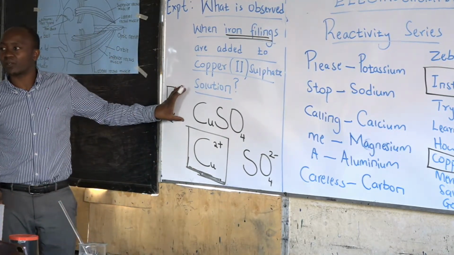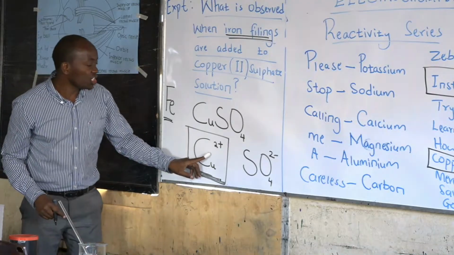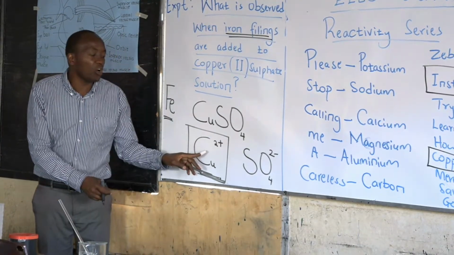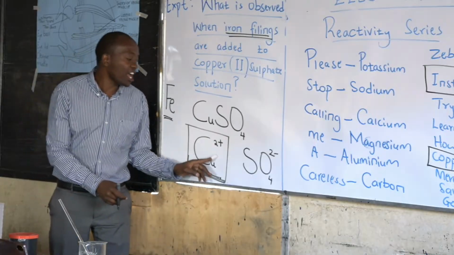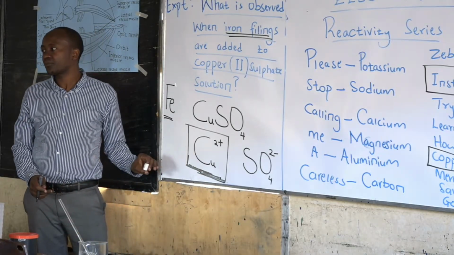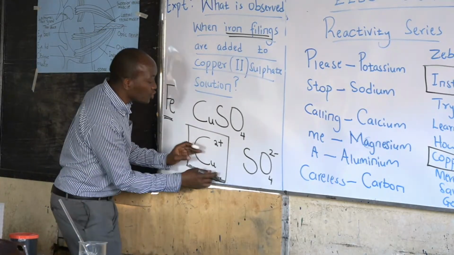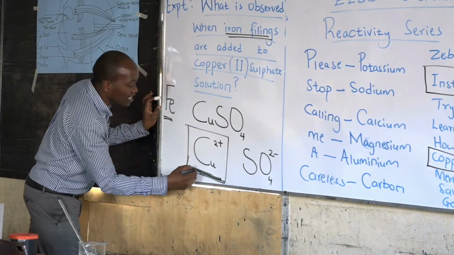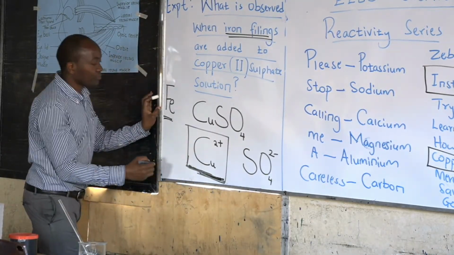So the moment iron gets to the solution and becomes part of the solution, the iron will have to lose an electron. Because here it shows that copper already lost 2 electrons. That's why it is in what? It is in ion form. It is in solution. So copper had lost 2 electrons. That's why you find it in solution form, that is in ionic form.